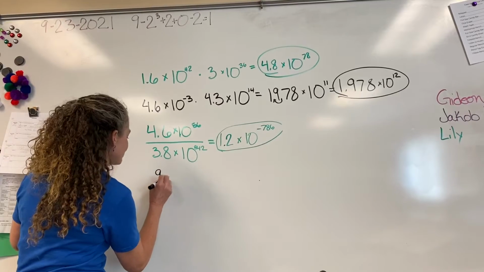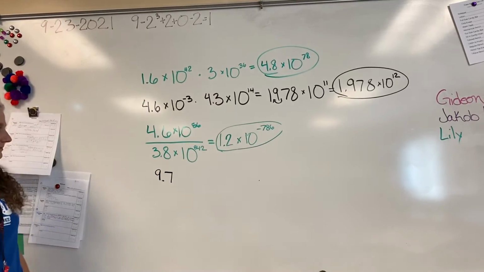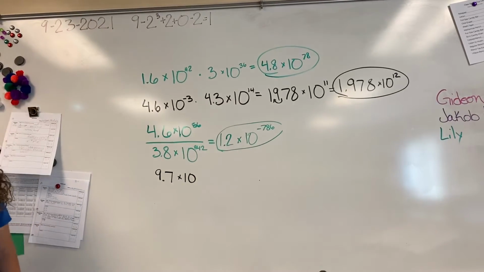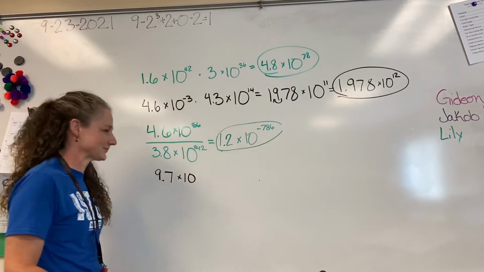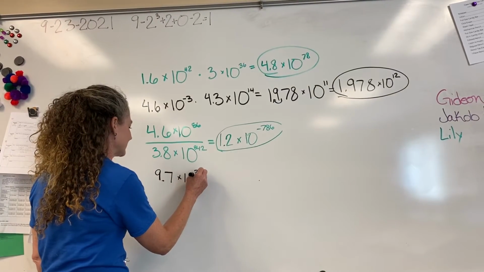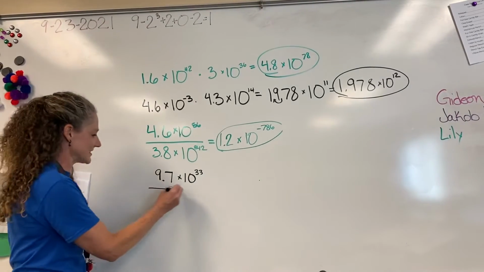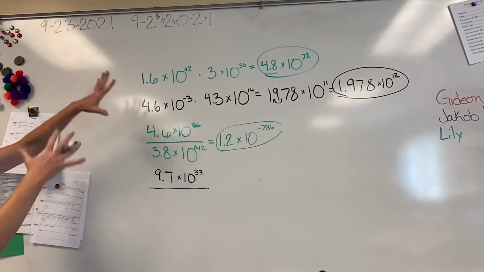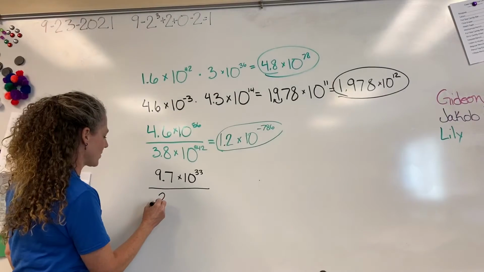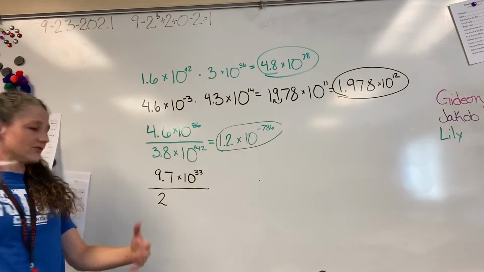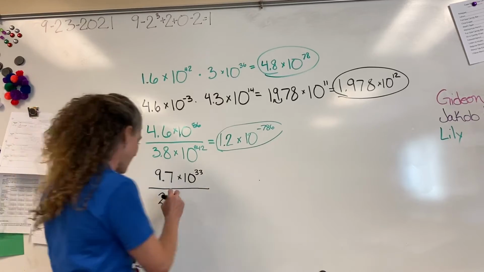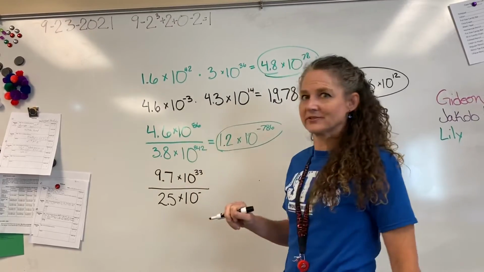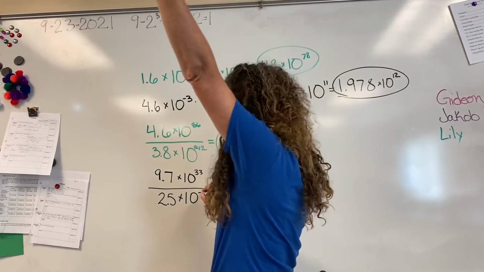9.7 times 10 to the 66, divided by 2.5 times 10 to the negative 66. Back to back, 10 to the 33rd. Yes. Okay? Divided by 2.5. There are no 2s, and there are also no 5s. So let's give 2.5 some love. 25 times 10 to the negative 46. So let it be written.